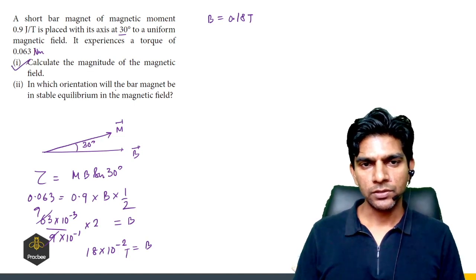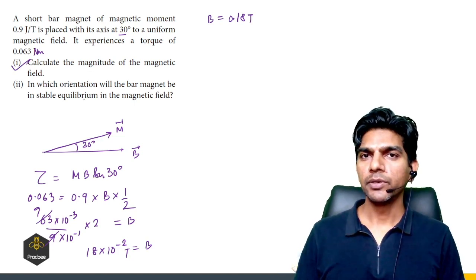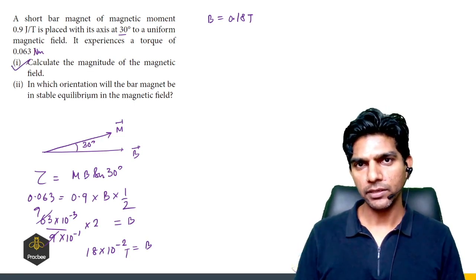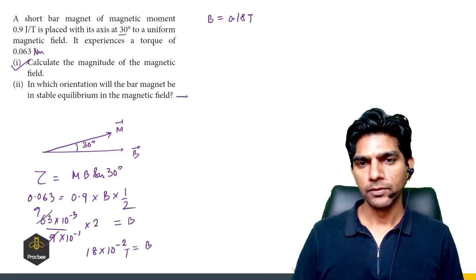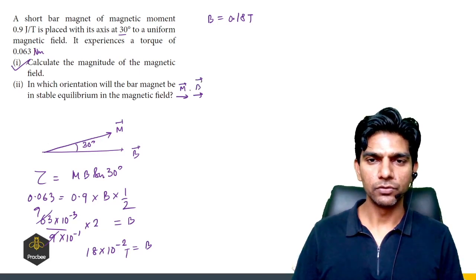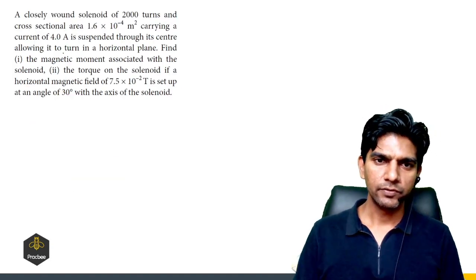In which orientation will the bar magnet be in stable equilibrium in the magnetic field? When it is pointing in the direction of the magnetic field. So when M and B are in the same direction, when the angle between them is 0. Now let us see one more question.